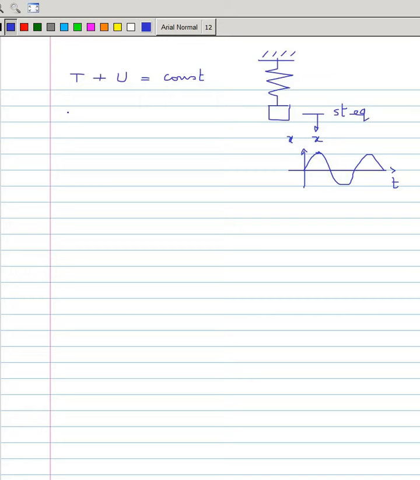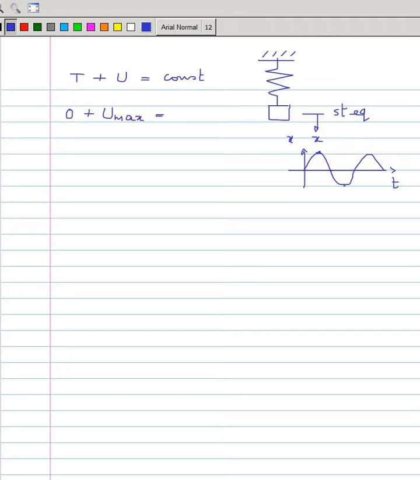So when x is maximum, velocity is 0. That means the potential energy is maximum and the kinetic energy is 0 here. The kinetic energy is 0 because from here the direction of the mass changes, so it must pass through the 0 velocity value. And at that position the potential energy is maximum.